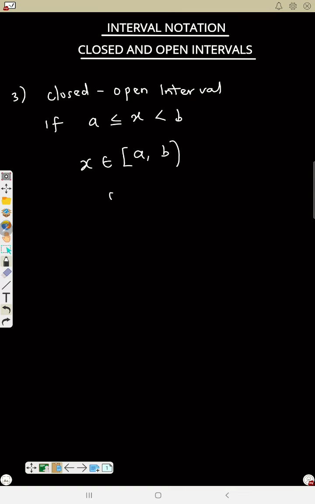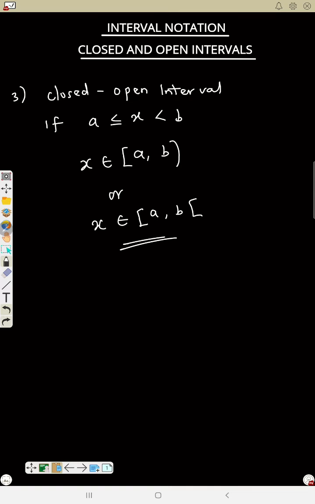Or you say s is a member of, use the bracket this way, a comma b, like this. So you can represent it either way to show it's closed here and open here. Anyhow you like, but this is the common one you see.